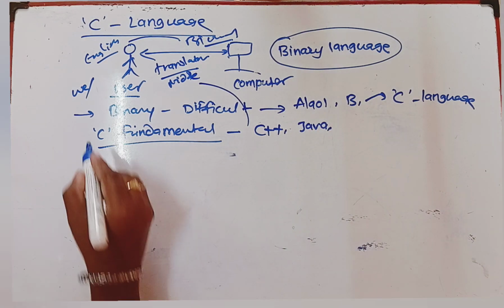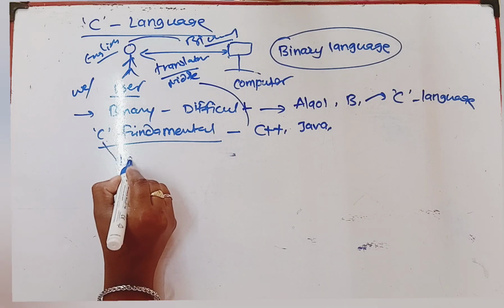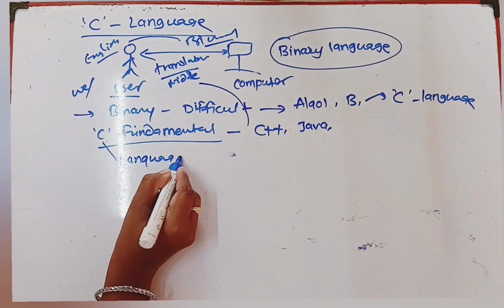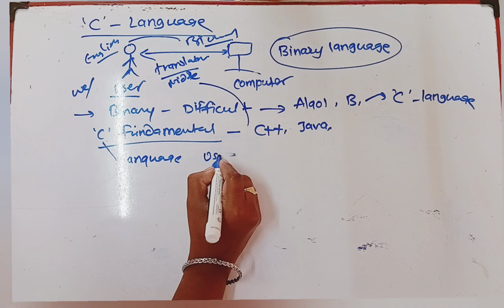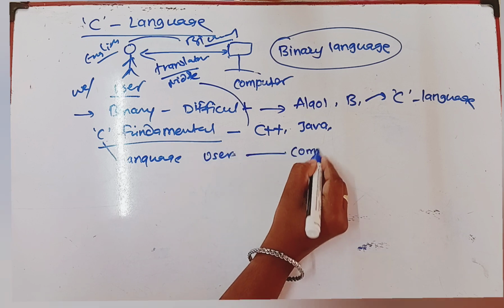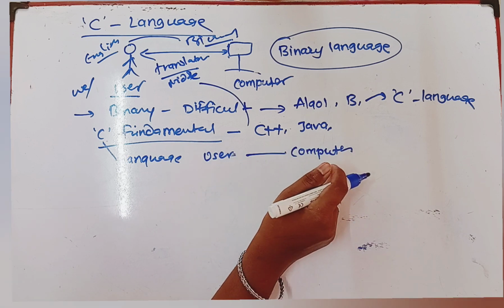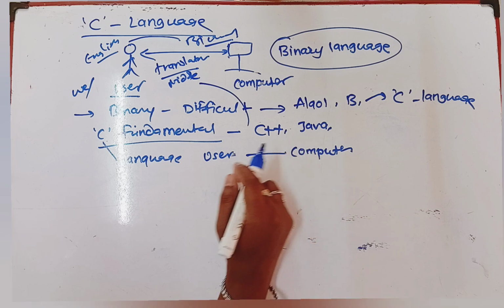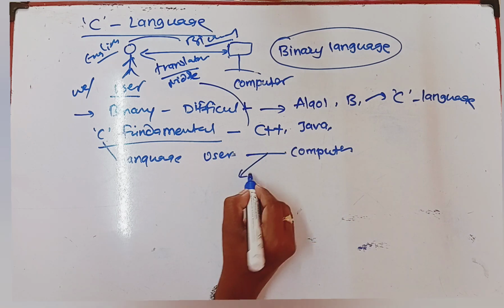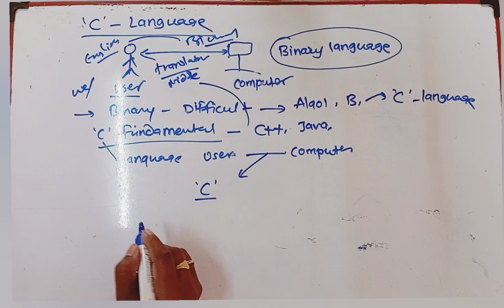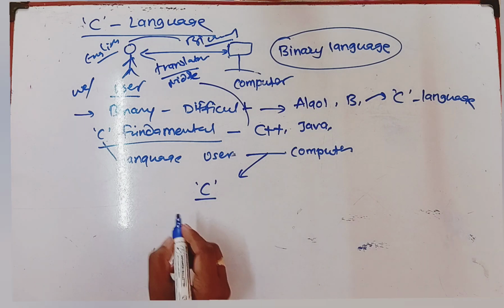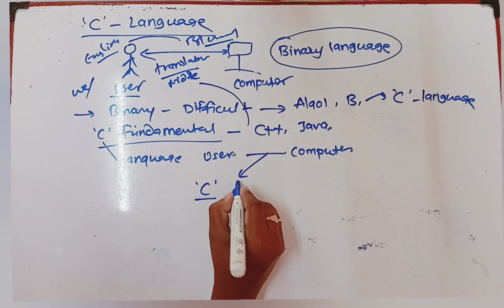Okay. So what is C? C is a language for communication between user and computer. The user does not understand the computer's language, and the computer does not understand the user's language. Therefore there is a midway, and that midway is nothing but C language. Now therefore we are learning C language.